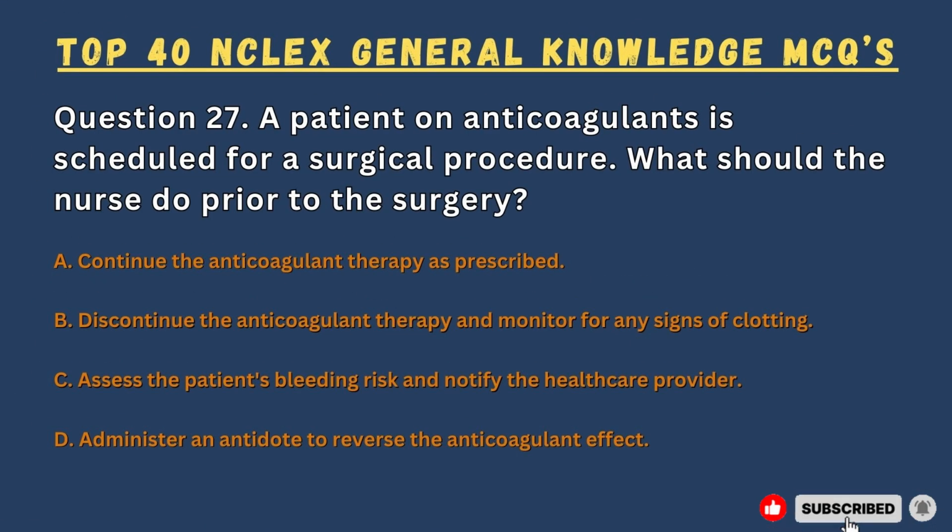Question 27. A patient on anticoagulants is scheduled for a surgical procedure. What should the nurse do prior to the surgery? A. Continue the anticoagulant therapy as prescribed. B. Discontinue the anticoagulant therapy and monitor for any signs of clotting. C. Assess the patient's bleeding risk and notify the healthcare provider. D. Administer an antidote to reverse the anticoagulant effect.